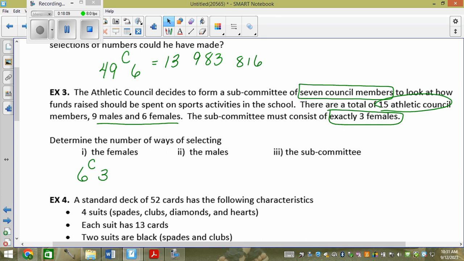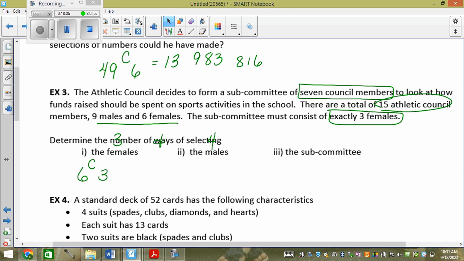They told me I needed exactly 3 females, and by saying I need exactly 3 females, they indirectly told me I need exactly 4 males. I need 7 people, right? So they don't have to say I need exactly 3 females and 4 males. They just need to say I need exactly 3 females, and then you go, okay, I need 7 total. So indirectly, they're telling me 4 males. So I need 3 females and 4 males.